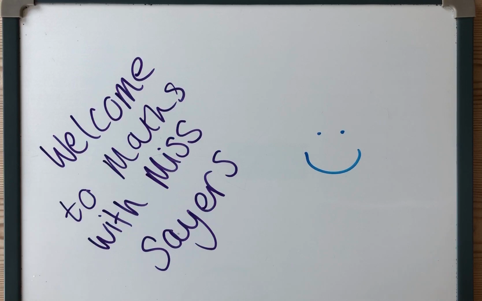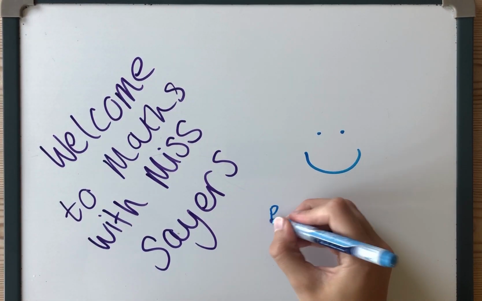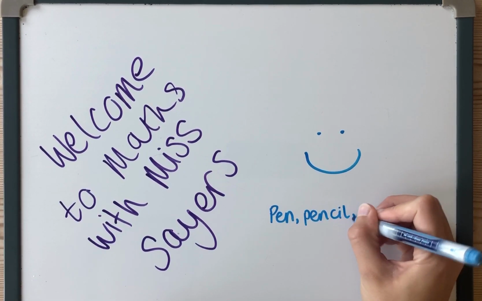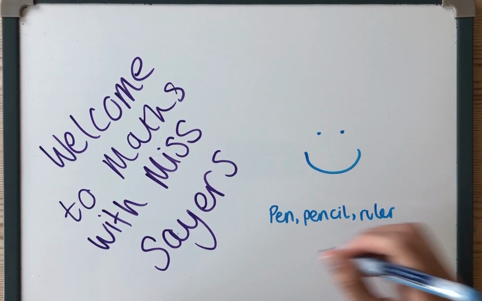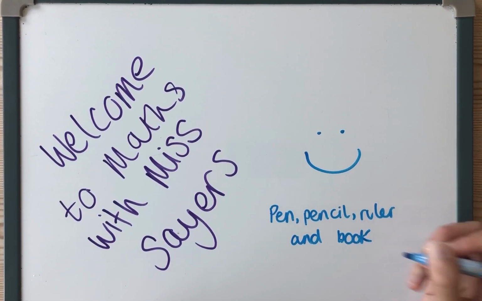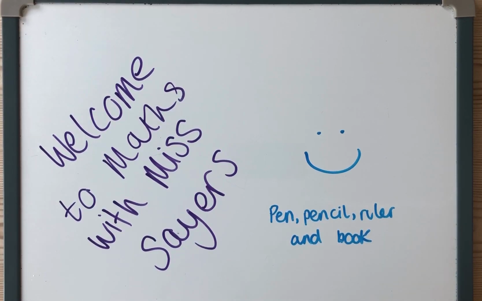So to start with, please can you make sure you've got the following equipment? Can you make sure you've got a pen, a pencil, a ruler, and some kind of maths book, a Hegarty Maths book, something like that to write on, those four things. If you haven't got any of them, please pause the video and go and grab them now.